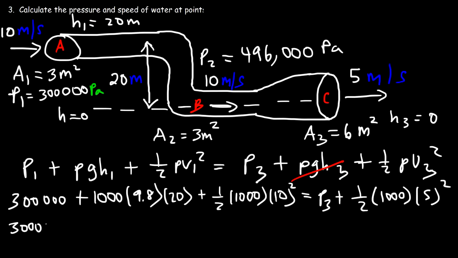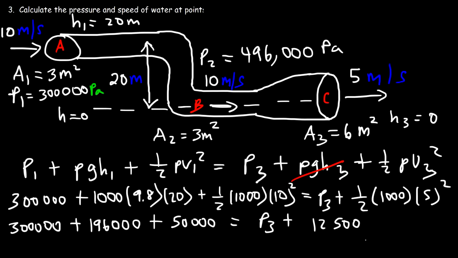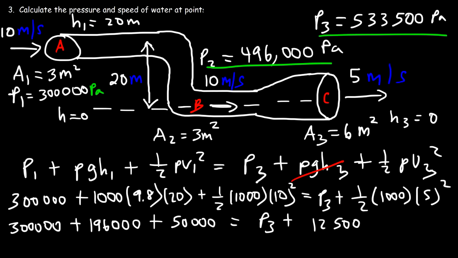So this is going to be 300,000, and then 1,000 times 9.8 times 20, that's 196,000, plus 0.5 times 1,000 times 10 squared, which is 50,000, and that's equal to P3 plus 0.5 times 1,000 times 5 squared, which is 12,500. So we need to add 300,000 plus 196,000 plus 50,000 and take that result and subtract it by 12,500. So the pressure at point C is 533,500 pascals. So notice that the pressure at point C is indeed higher than the pressure at point B.